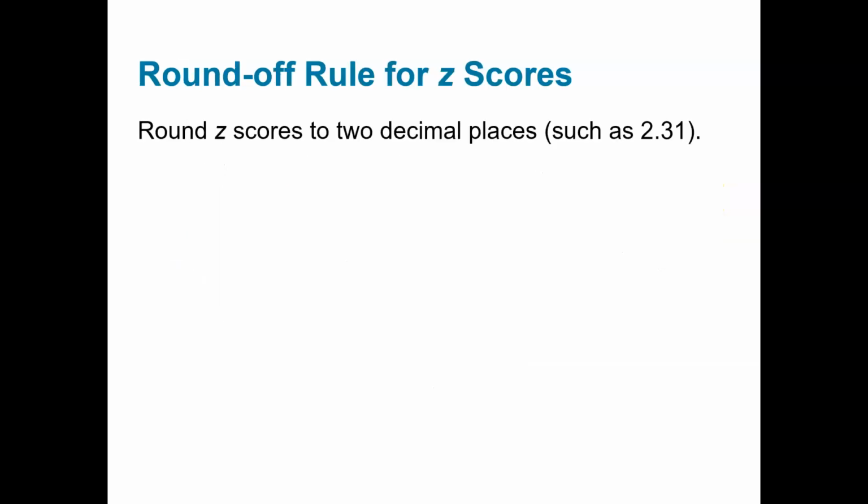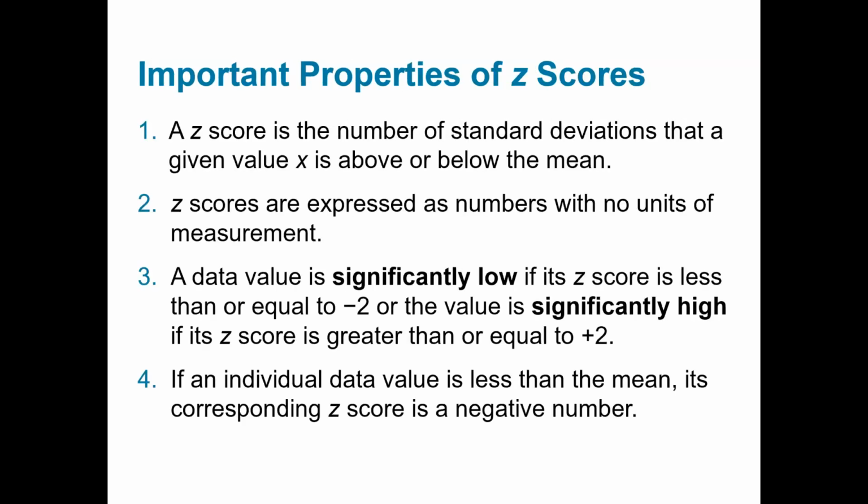So that is why z-scores are so great. This is super, super important. When we round z-scores, we round to 2 decimal places. And when we start to deal with z-score tables, we'll be looking at 2 decimal places. So important properties of z-scores: it's the number of standard deviations above or below the mean. It's expressed as a number. It's not like centimeters or units of any particular measure.